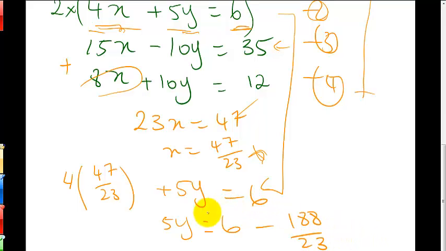But what's the answer? I haven't done the answer yet. Okay. Right? So you take away. And then you divide by 5. Minus 10 over 23. And just because you get negative numbers and it looks ugly and stuff, you don't think it's wrong. So eventually when you solve for y, it should become negative 10 over 23.